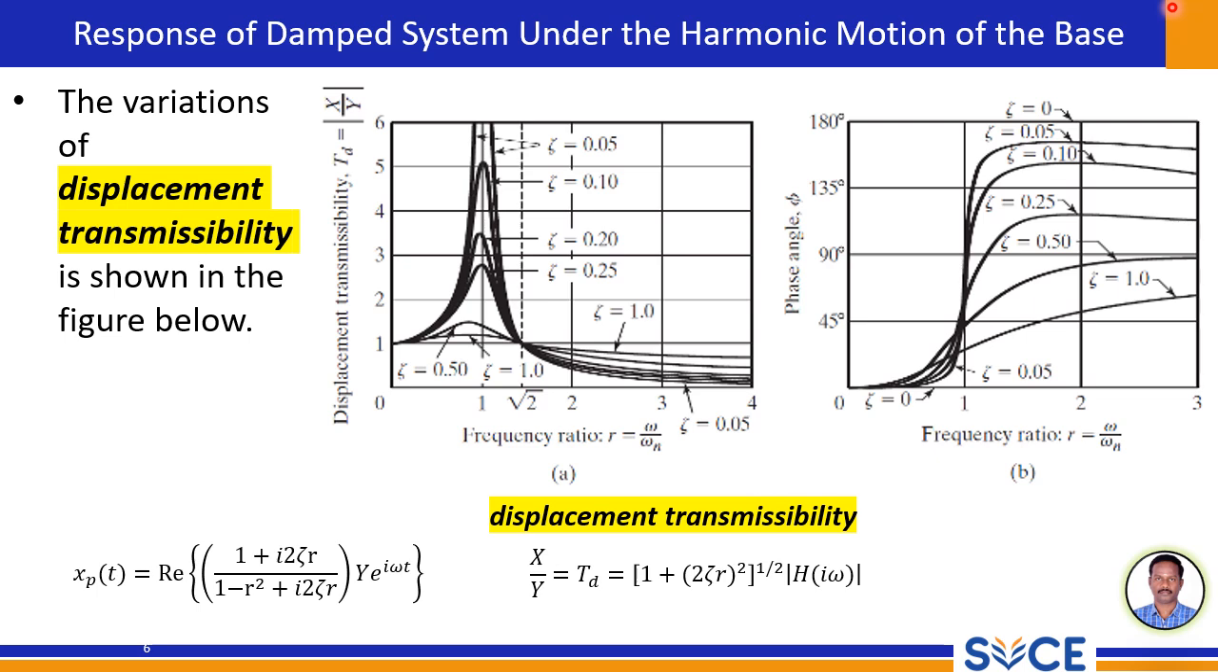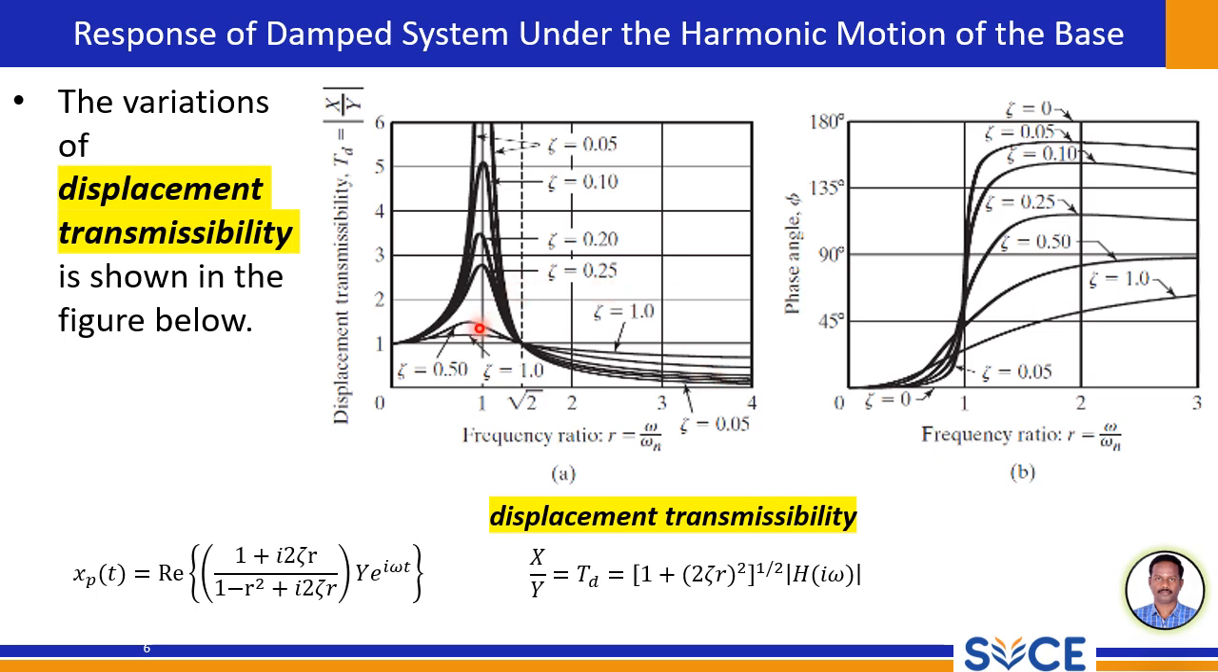The vertical axis represents displacement transmissibility and the horizontal axis represents frequency ratio R. Each curve represents a different damping ratio ranging from 0 to 1. Notice how the shape of the curve changes significantly with different damping ratios.